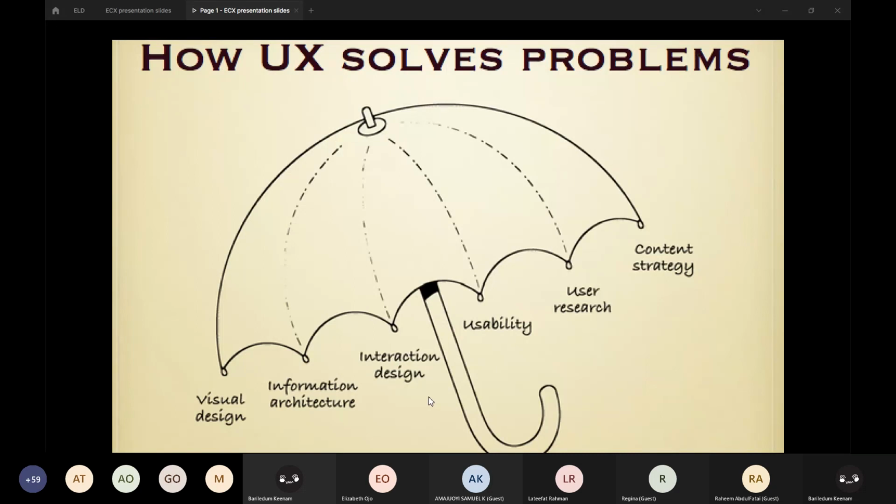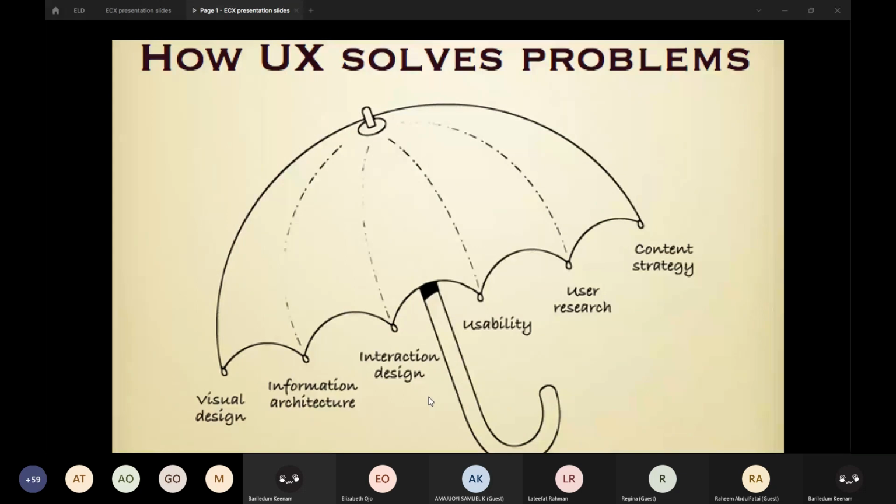Usability studies can be carried out after or before the launch phase, or after the design or during the design phase. So user research has to do with gathering data from your potential users. It could be through interviews, surveys, and the likes. Usability studies or usability also falls under user research.